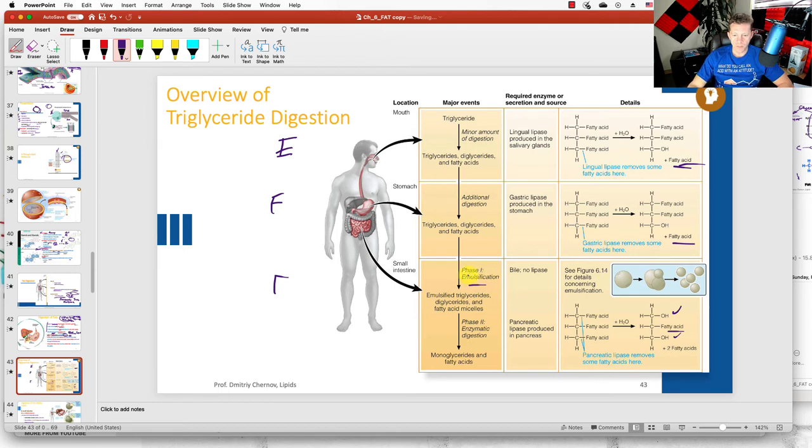Emulsification, again, right? Once it arrives into the small intestine, that's when there is emulsification of big fat globules into small fat globules. It is a, what is it called? It's a dispersion, so the big fat globules are dispersed, broken down into smaller fats, into smaller fatty acids, not smaller fatty acids. I'm sorry, into smaller fat globules, from big fat globules into smaller fat globules.